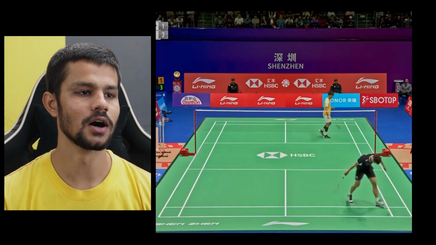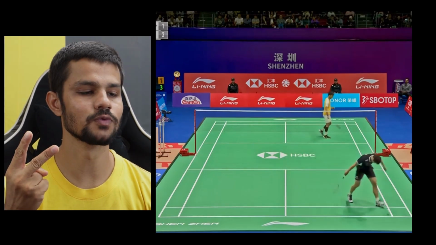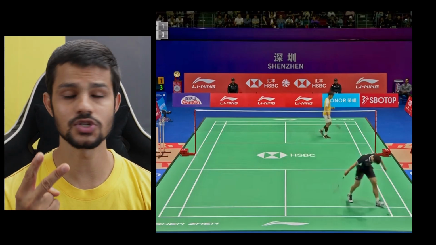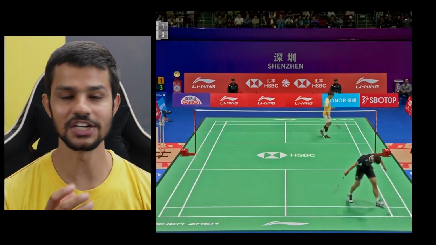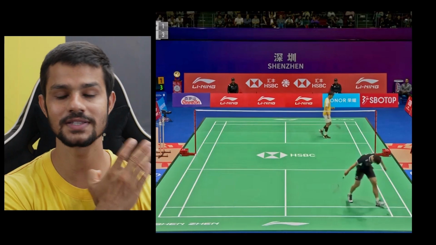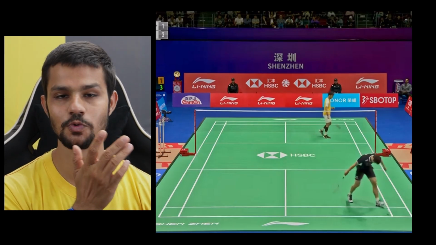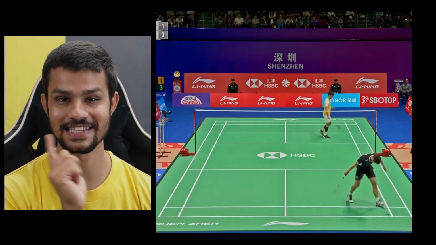Nice push. There were two main positions where Lakshya Sen caught Shi Yu Qi. First of all, he tried pushing the shuttle to the rear court and sideways. Okay, sideways. And Shi Yu Qi was lacking there. Just focus on this really again.